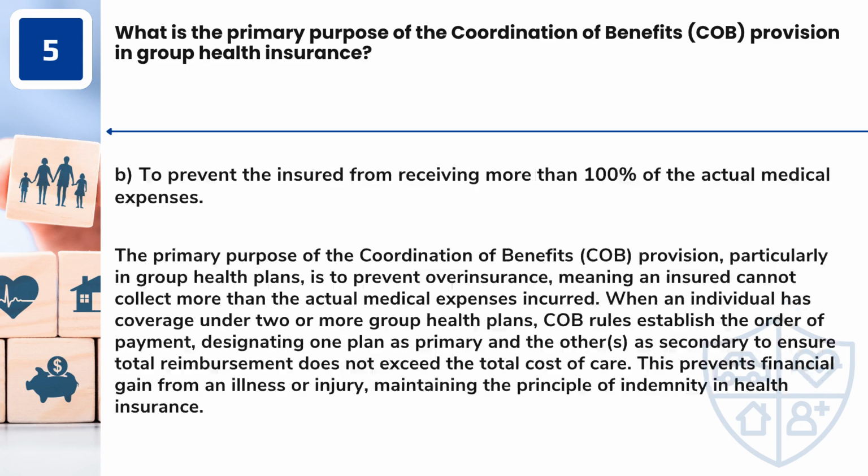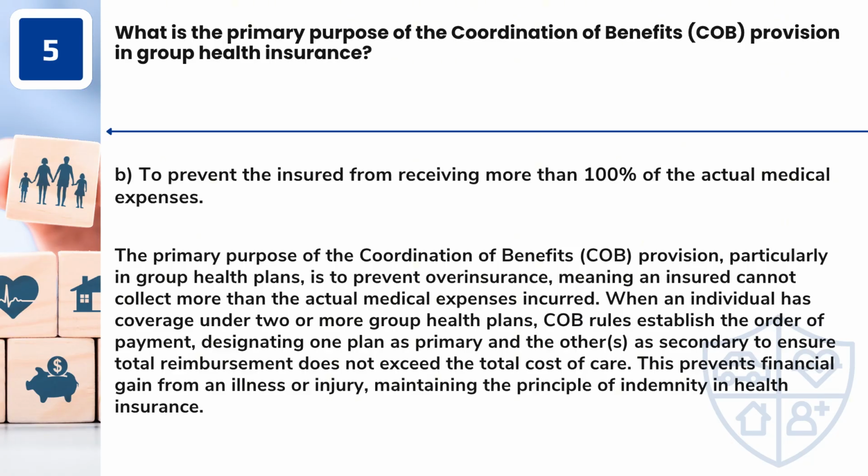Answer: B. To prevent the insured from receiving more than 100% of the actual medical expenses. Explanation: the primary purpose of the coordination of benefits (COB) provision, particularly in group health plans, is to prevent overinsurance, meaning an insured cannot collect more than the actual medical expenses incurred.